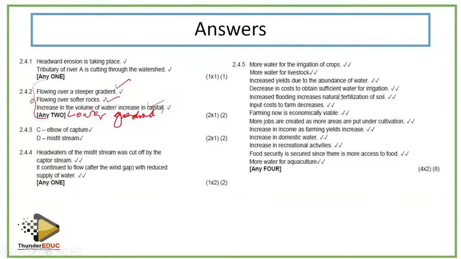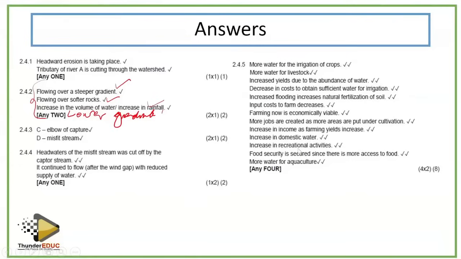Increased flooding increases natural fertilization of the soil. Input cost to the farm decreases, so there's going to be less money spent. Farming now is economically viable. More jobs are created as more areas are put under cultivation. Increase in income as farming yields increase.